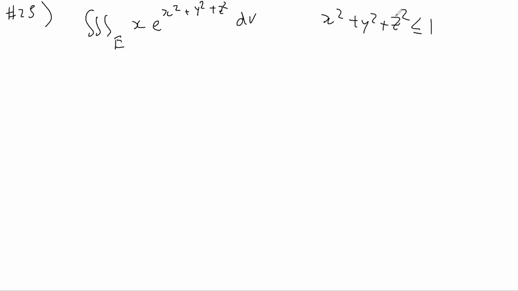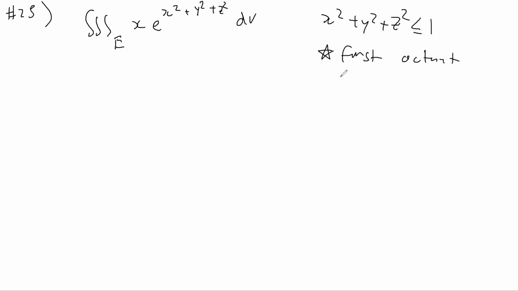Okay, so number 25, we have the triple integral over E of e to the power of x squared plus y squared plus z squared dV, right? And it specifies that E is the portion of the unit ball x squared plus y squared plus z squared is less than or equal to 1 that lies in the first octant. So it also specifies that you're looking at the region in the first octant.